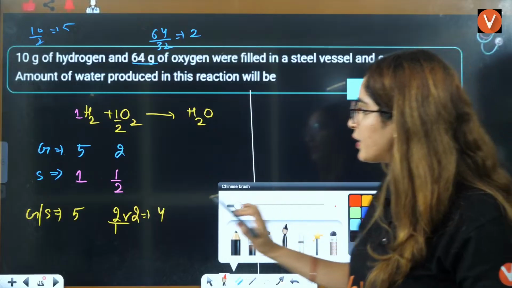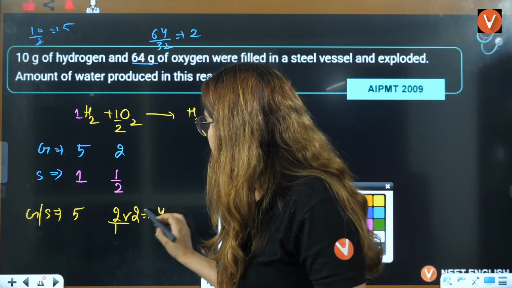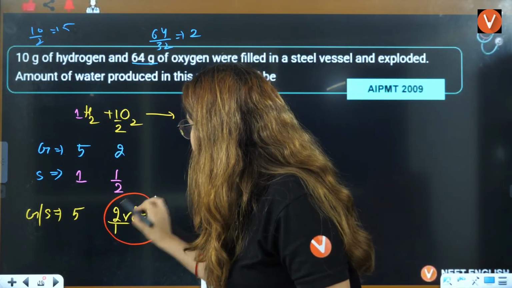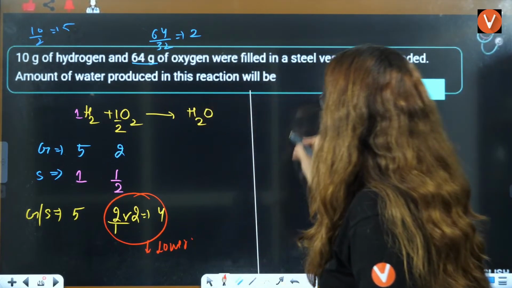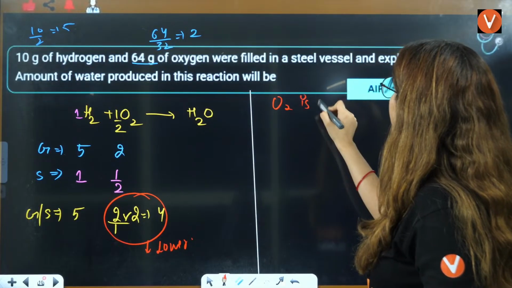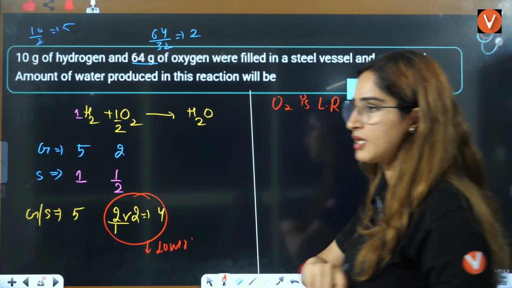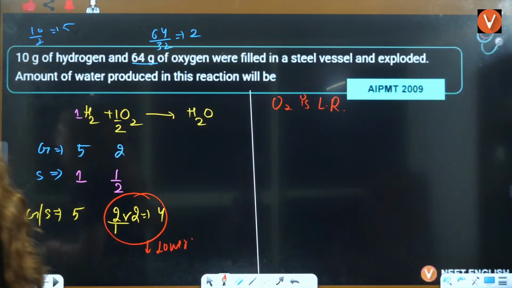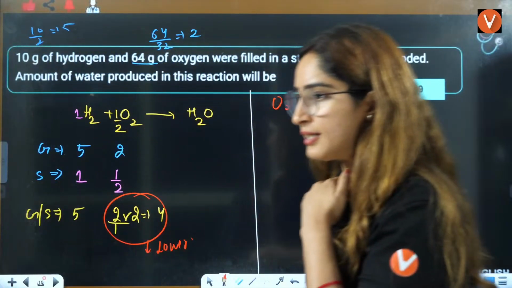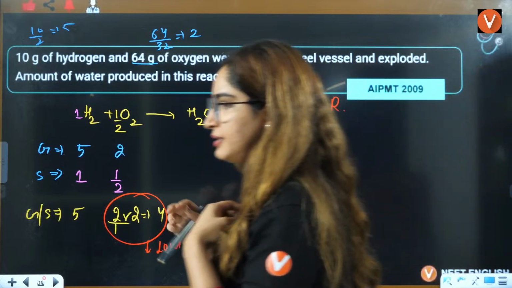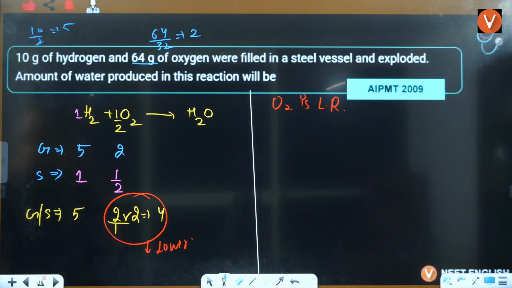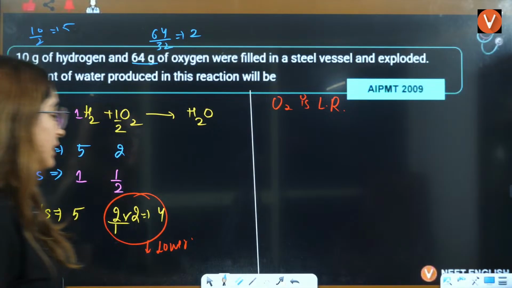Which is the lower value, guys? This is the lower value. So, can I say that this is the lower value? That means O2 is the limiting reagent. Right? So, can I confirm that O2 is the limiting reagent here? Is it confirmed? Yes, everybody. O2 is going to be the limiting reagent here.